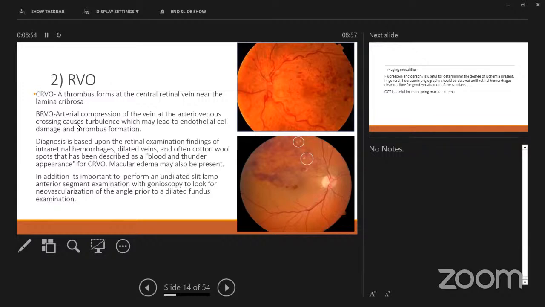In addition, it is important to perform an undilated slit lamp anterior examination with gonioscopy to look for neovascularization of the angle prior to performing a dilated fundus examination on the next visit. The above picture signifies the CRVO. In this picture, we can see a superior temporal BRVO. These are the cotton wool spots. These are the dot blot hemorrhages and flame-shaped hemorrhages.